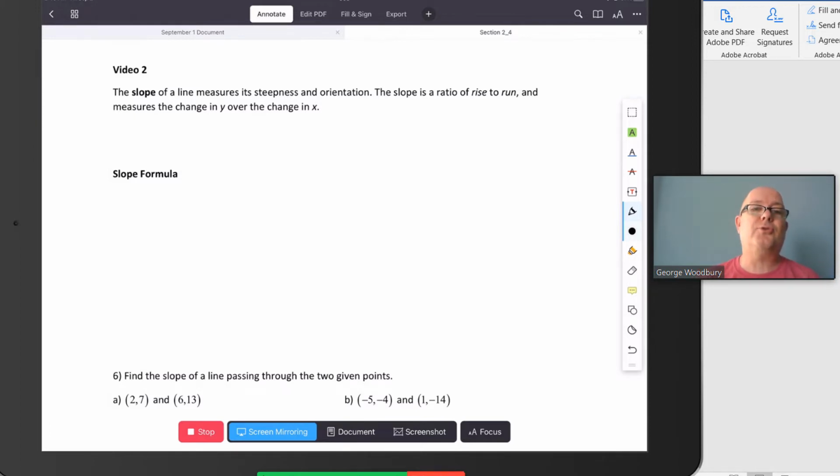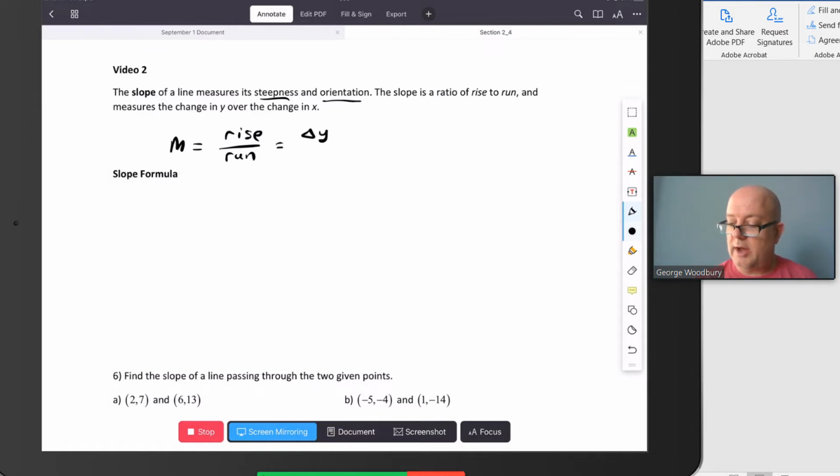The slope of a line measures its steepness, how quickly it rises or falls, and its orientation, whether it's rising to the right or falling to the right, or maybe staying constant to the right. The slope is a ratio of rise to run, and we usually use the letter m for slope. So rise over run is one way that we know slope. It's also equal to the change in y over the change in x.